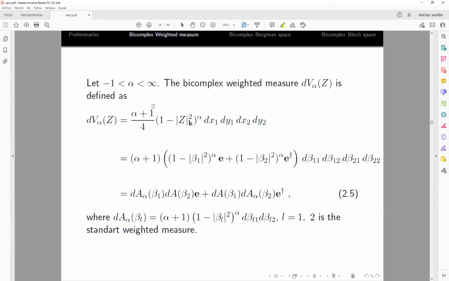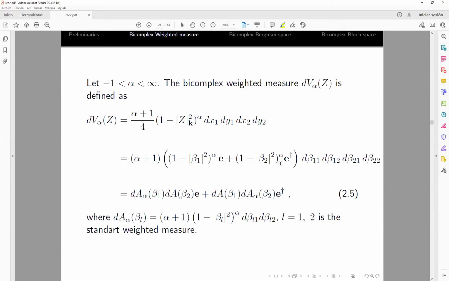And we introduce alpha plus 1/4, 1 minus the square of the K-norm to the power alpha, dx1, dy1, dx2, dy2. This is the classical Lebesgue measure, the volume Lebesgue measure. But now we can rewrite this expression using the idempotent representation.